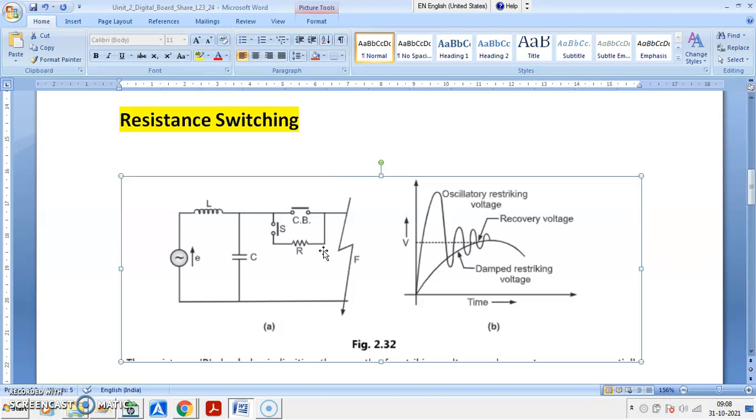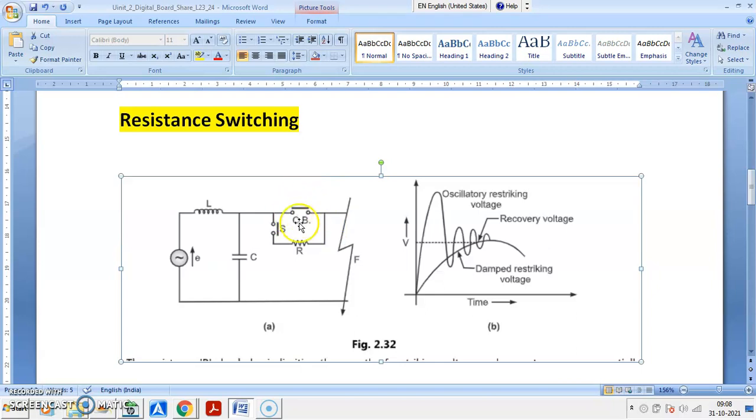When there is a fault, circuit breaker contact opens and arc gets struck between the contacts of the circuit breaker. Since resistance R is connected in parallel with the circuit breaker, the switch is initially closed. The part of arc current flows through resistance R, okay, and so that current through ionizing particle or plasma or through arc decreases.